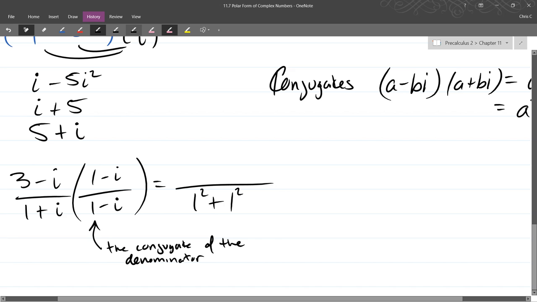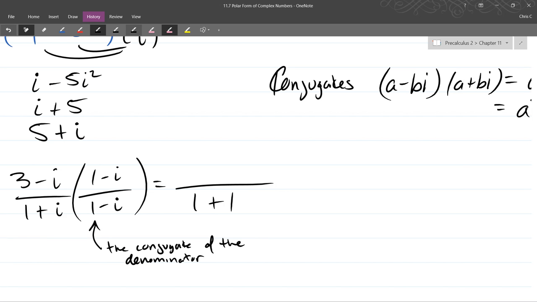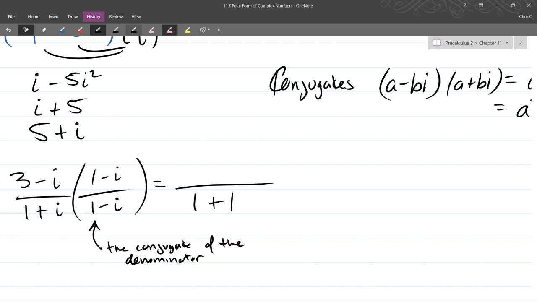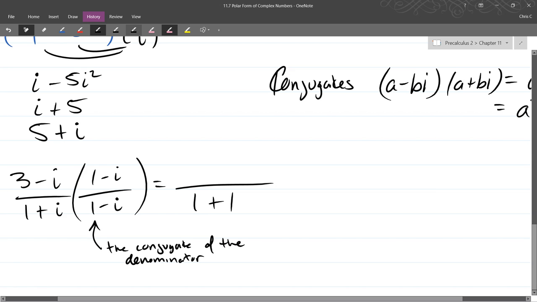1 squared plus 1 squared. No, I don't really need to square it on them. All right, 1 times 1 is 1. I have really minus i squared, which is plus 1. So conjugates are a little bit strange. They don't multiply to first one squared minus second one squared. Well, they do, but the minus second one has an i squared in it, so it turns into a plus.